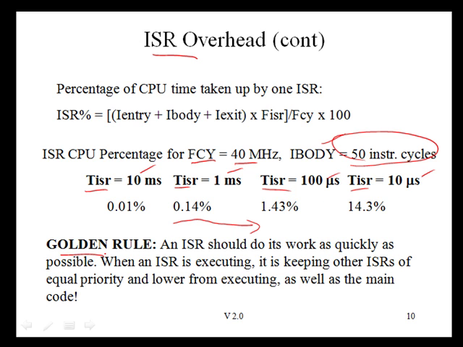So here are some golden rules for writing an interrupt service routine. The interrupt service routine should do its work as quickly as possible, because when the ISR is executing, it is keeping other ISRs of equal and lower priority from executing, as well as stealing time from the main code. You should never have a software delay in an ISR if you can avoid it.